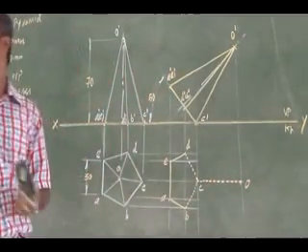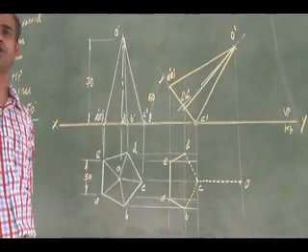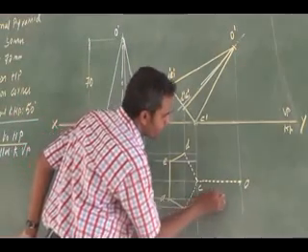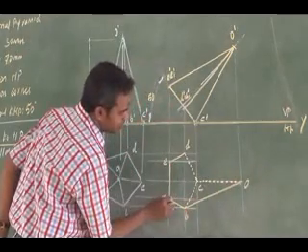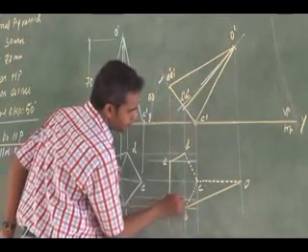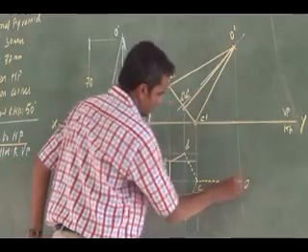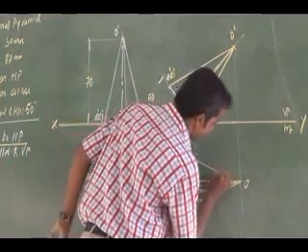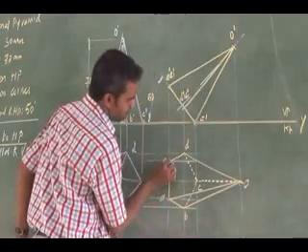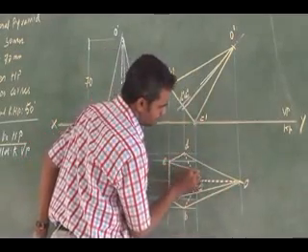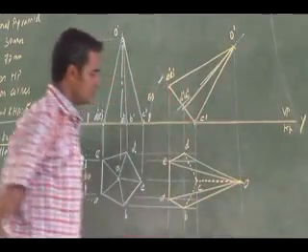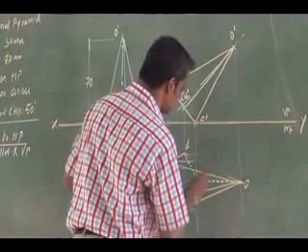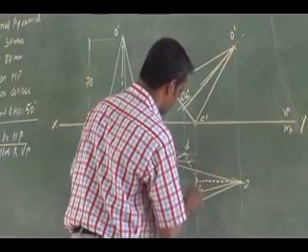Right. The remaining slant edges will be continuous ones. That is B to O, and A to O, continuous lines. Right. All these corners, these slant edges, are visible.